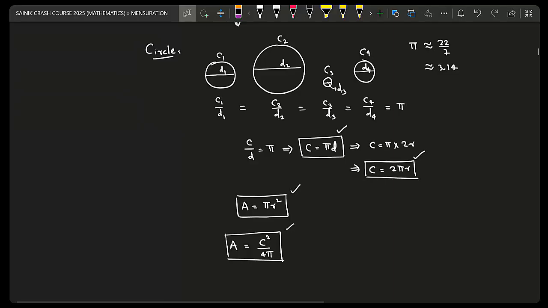Sanvi? Sanvi, you are not audible. Sanvi and Abhi, try to leave the class and join again.